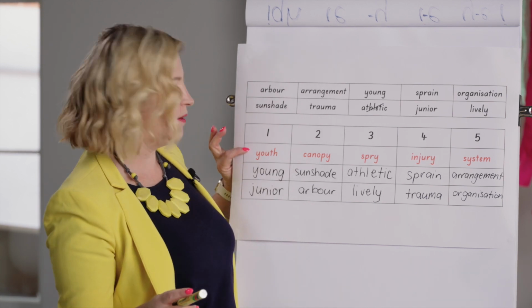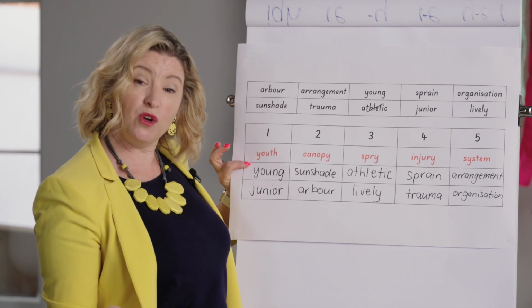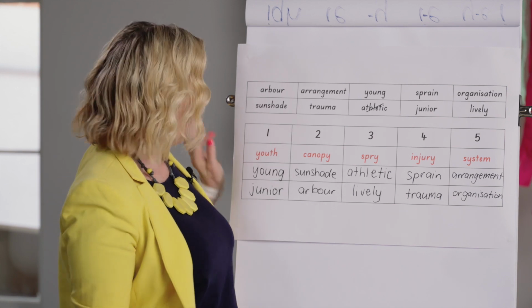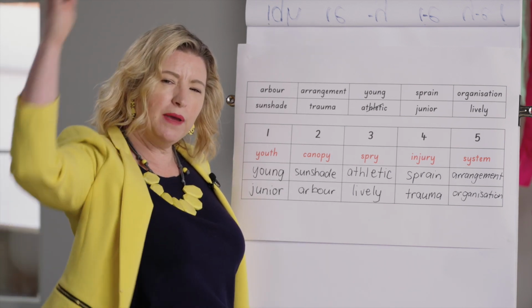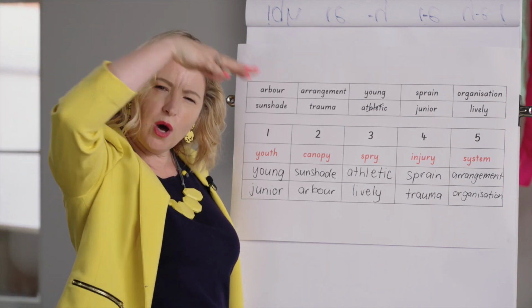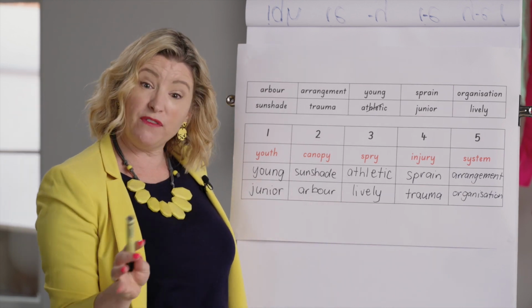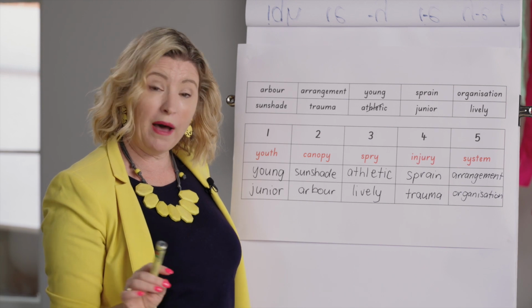So youth. Other synonyms for youth could be young or junior. They both mean youth or youthful. Canopy. Now remember, a canopy was that bit that kind of went over the top of something. So you might have got sunshade. So you have like the canopy over your playground perhaps at school or your local park.